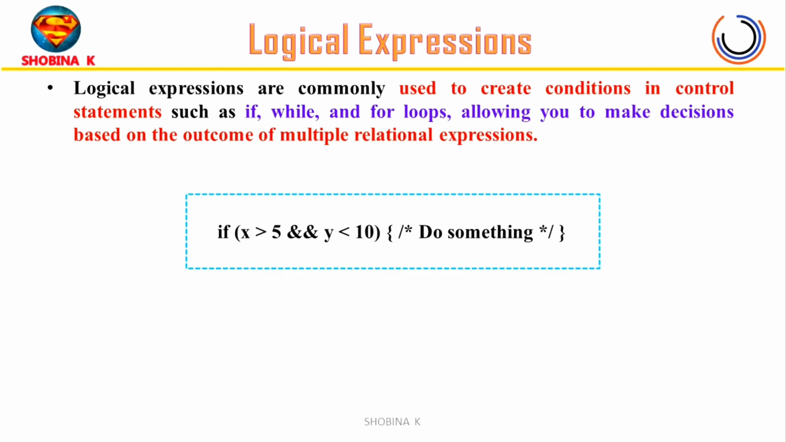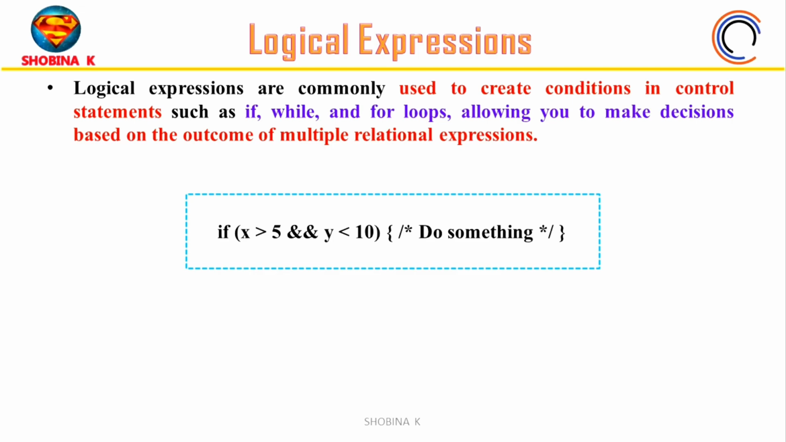The entire expression evaluates to true if both expressions x > 5 and y < 10 are true simultaneously. If the condition x > 5 and y < 10 is true, the code block within the curly bracket is executed. Otherwise, it is skipped. To put it simply, the if statement checks if x is greater than 5 and y is less than 10. If both conditions are true, it executes the code inside the curly brackets.